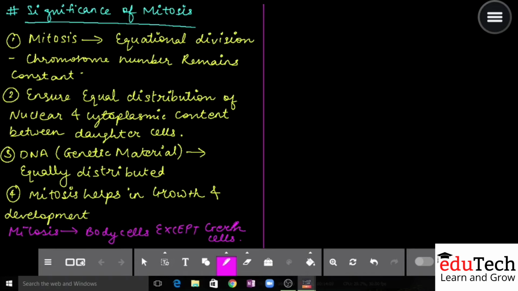So if there is an injury, assume there is a wound, the body has to heal that. So how will healing take place? Again with the help of mitosis. Old cells, worn out cells, damaged, destroyed, dead cells are all cleaned, and then new cells take their place. Now the new cells will divide with the help of mitosis. So it is very important for growth, and development is also there.